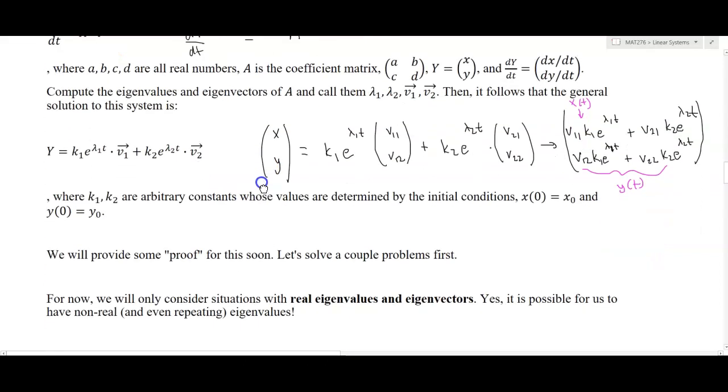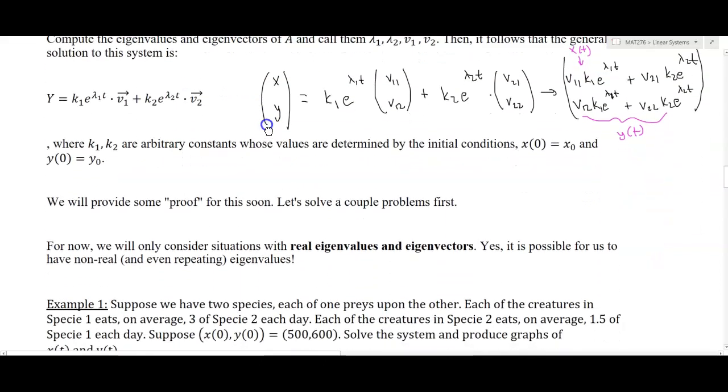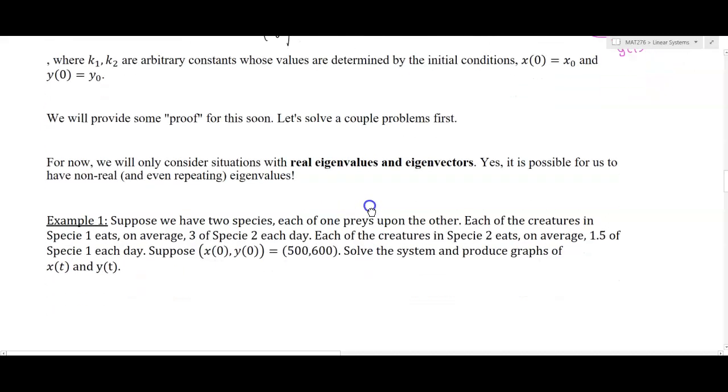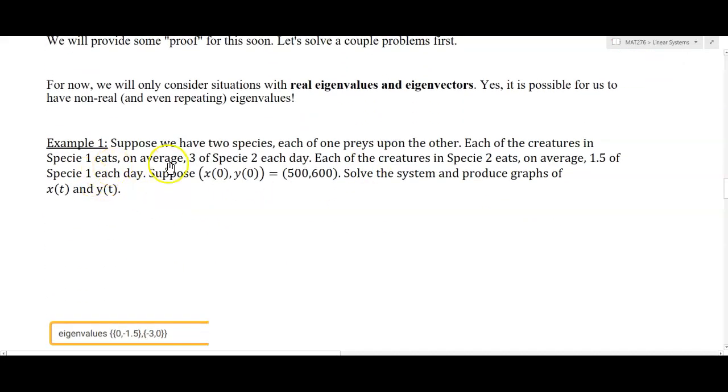So we'll prove this a little bit later, but let's solve a couple problems first. For now, we're only going to consider situations with real eigenvalues and eigenvectors, and yes, it's possible for these to have non-real, so imaginary components, and even repeating eigenvalues. But let's take a look at a problem that we've explored already that we couldn't solve, a completely coupled problem.